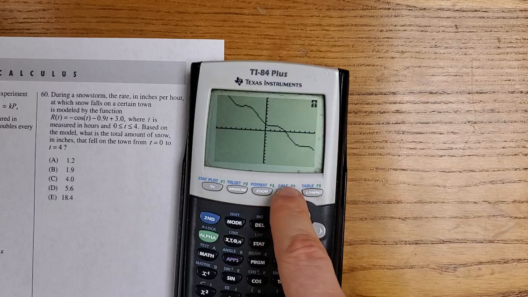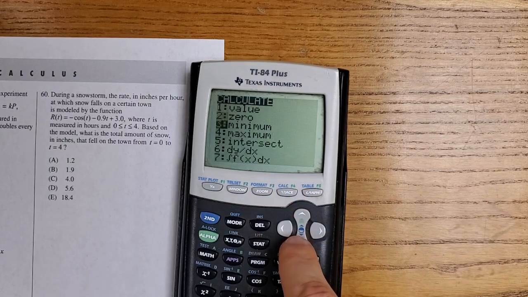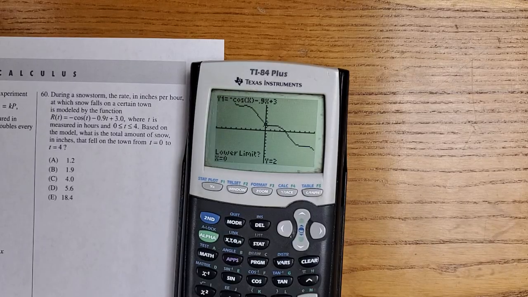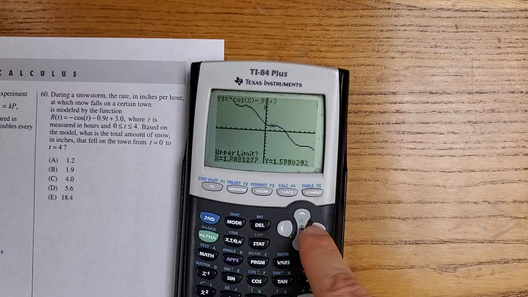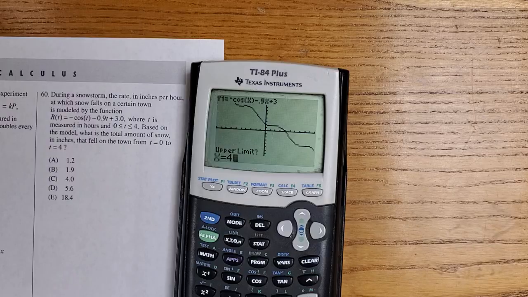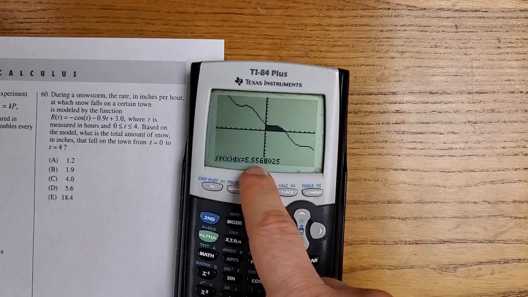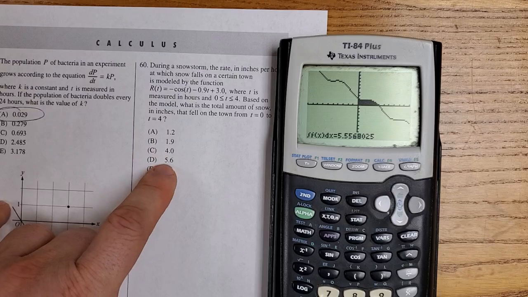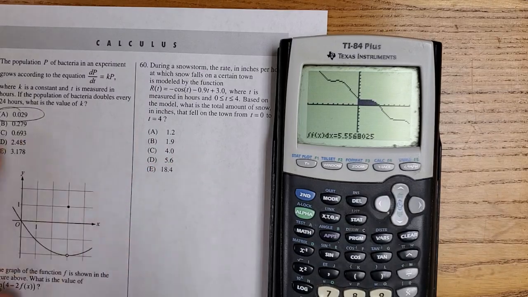It's all set up. We just go into our calc menu and take the definite integral function there. And it asks us our lower limit. It's already at 0, so we can just hit enter. Upper limit, I didn't change the zoom into anything that would let me arrow over to 4, but I'll just type in 4 and hit enter, and it thinks a little bit and gives you 5.556, etc. And if you just round that to one decimal place, that's going to be 5.6. That is indeed answer D.